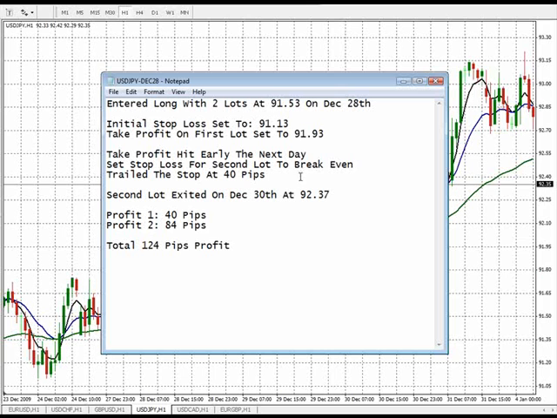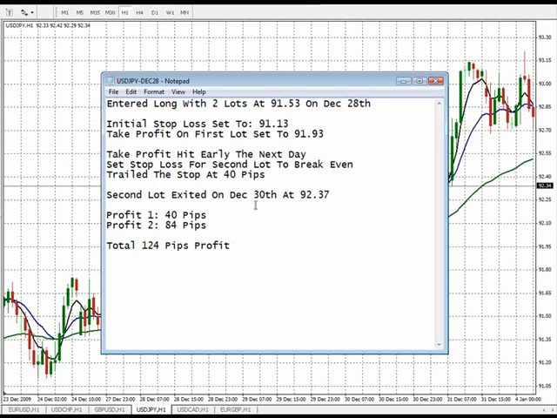Just taking a look at what happened with the trade, we entered long with two lots at 91.53 on December 28th. The initial stop loss was set to 40 pips back, 91.13, and the take profit on the first lot was set to 91.93, which is 40 pips ahead. The take profit was hit early the next day, and we set the stop loss for the second lot to break even when that happened and trailed the stop at 40 pips.